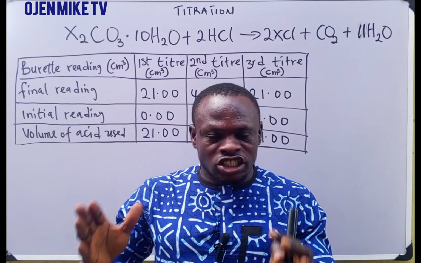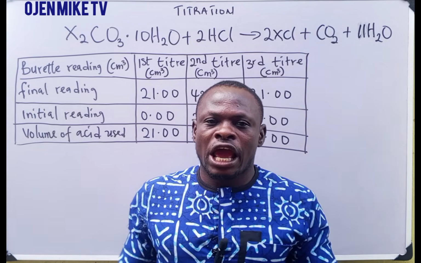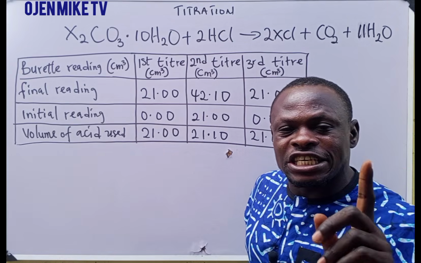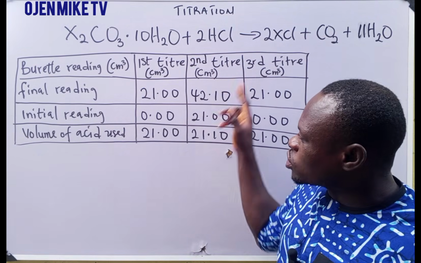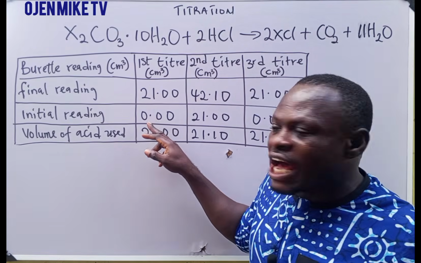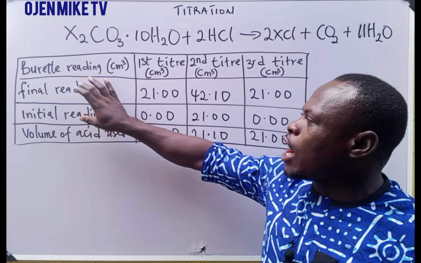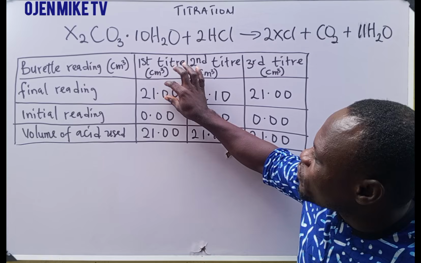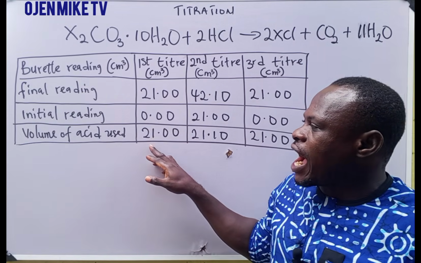Now you have watched how the experiment is done and the various endpoints. Now this is how you are going to fill your table. When you are asked in any external exam, we have the first titer, the second titer, and the third titer. In the first titer, we have the initial as 0.00, and the final is 21.00. The final will always come before the initial, so that you subtract the initial from the final.